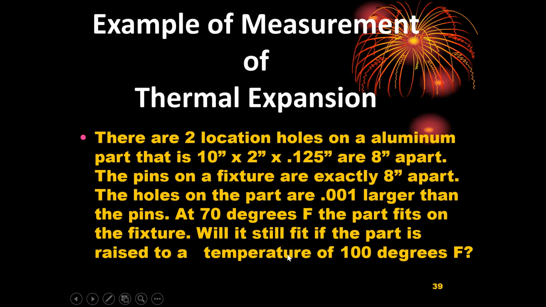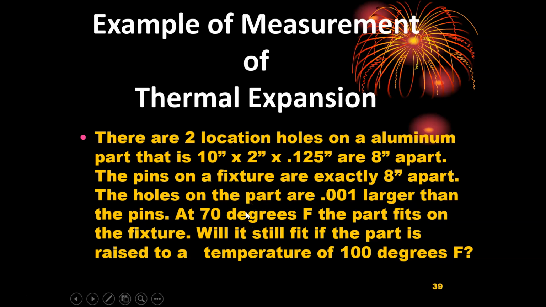So what we're trying to find out is how far apart that's going to spread when we heat up that part. So what do we know? We know A, which is alpha, the Greek A, alpha, is the coefficient, 12.8 times 10 to the negative 6. We know the length, which is how far apart they are. They're 8 inches apart. We know the change in temperature. So it's 100 minus 70, so that's 30 degrees change of temperature.